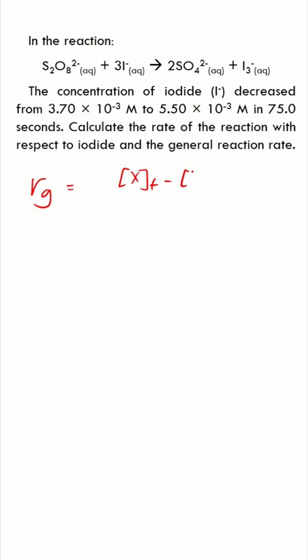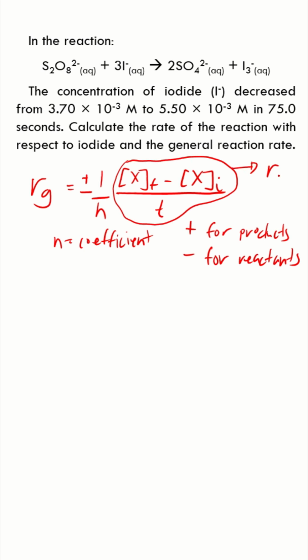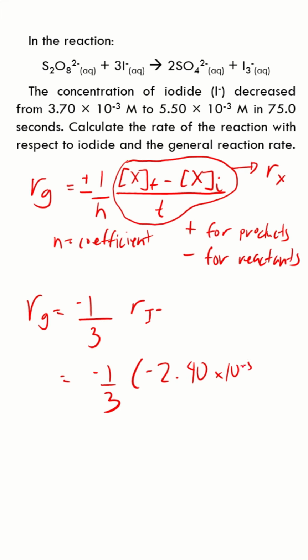The equation for the general reaction rate is usually presented using this equation with n, the coefficient of X in the balanced chemical equation, and an added sign multiplier which depends whether you're using molarities of a product or a reactant. If we look at this part of the equation, this is actually the specific reaction rate with respect to chemical X, right? Which means that if we use the concentrations of the reactant iodide, we can write the general reaction rate with a negative sign, iodide's coefficient 3 as n, multiplied by the specific reaction rate for iodide that we calculated earlier. This gives us a general reaction rate of 8 times 10 to the negative 6 molars per second.